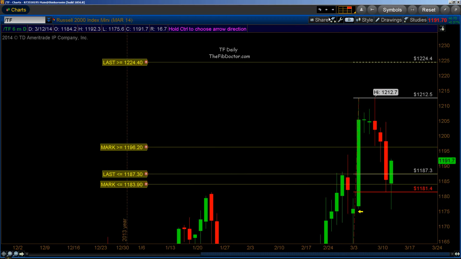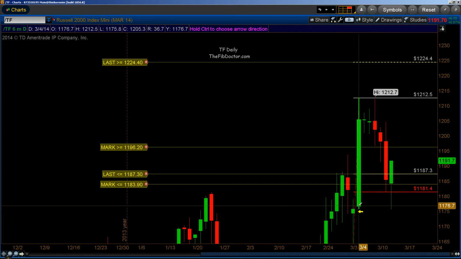Your TF did basically the same thing. First support held for a while, dropped on down here to second support. Now, you can see the TF dropped under second support about 6 points, 5.5, 6 points. I put a little yellow arrow right there, and that's what brought this down this far.